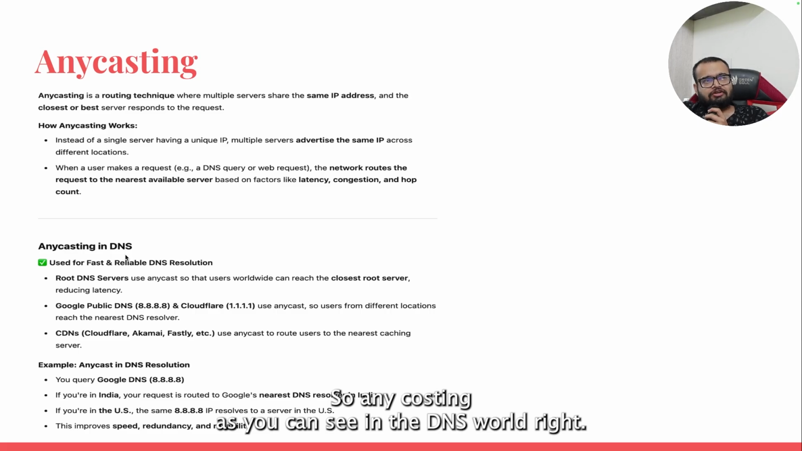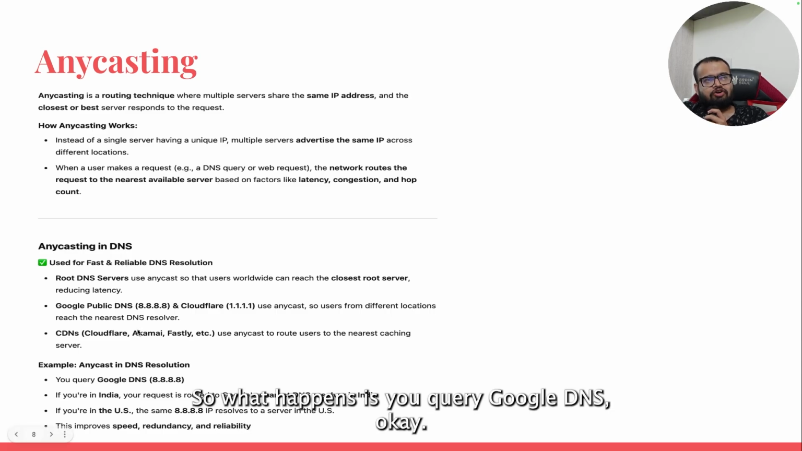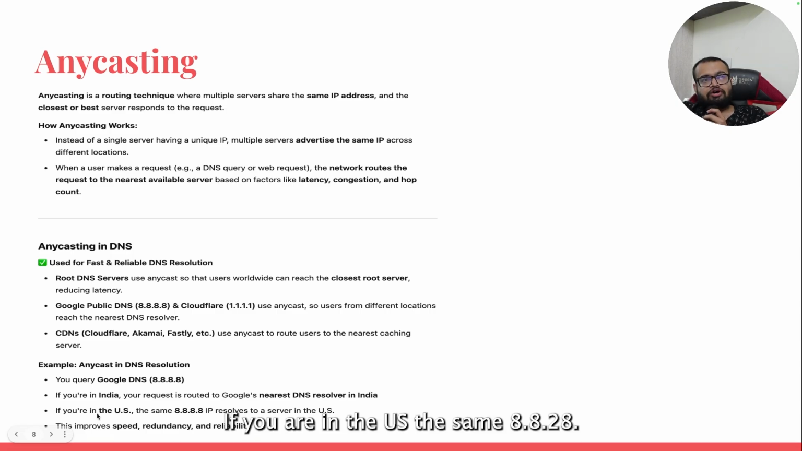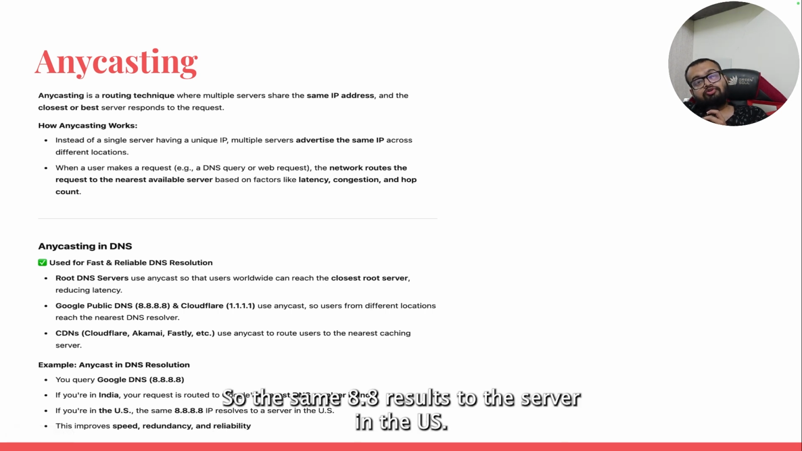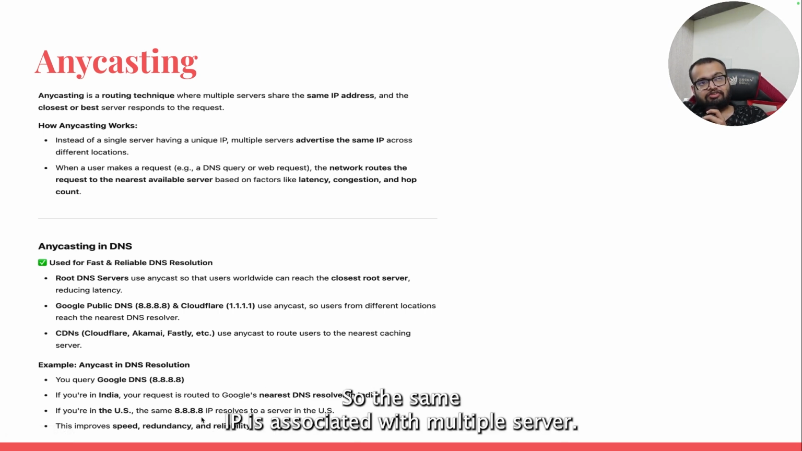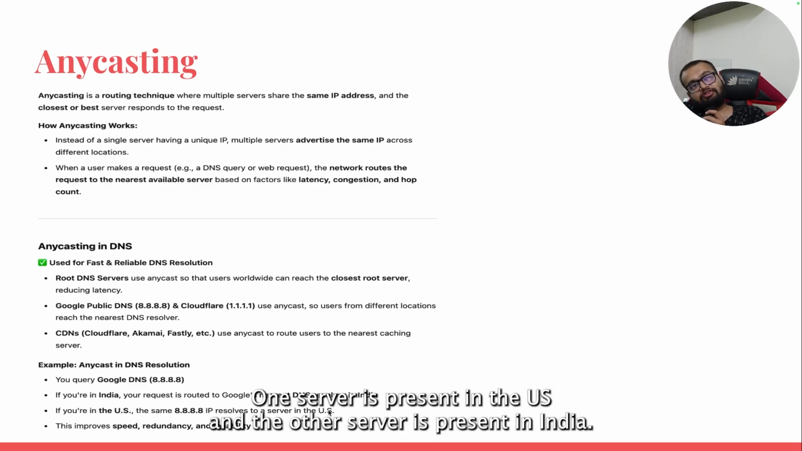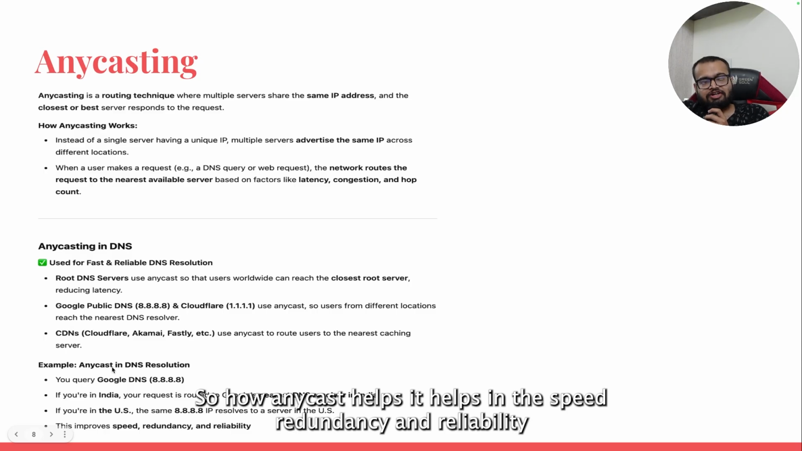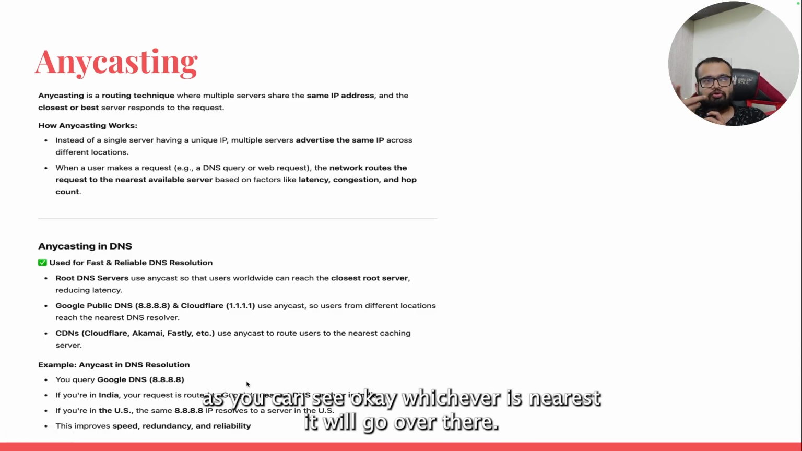As you can see in the DNS world, what happens is you query Google DNS. If you are in India, your request will go to Google's nearest DNS resolver. If you are in the US, the same 8.8.8.8, which is Google's DNS resolver, resolves to the server in the US. So the same IP is associated with multiple servers, one present in the US and the other in India. How does Anycast help? It helps in speed, redundancy, and reliability. Whichever is nearest, the request will go over there.